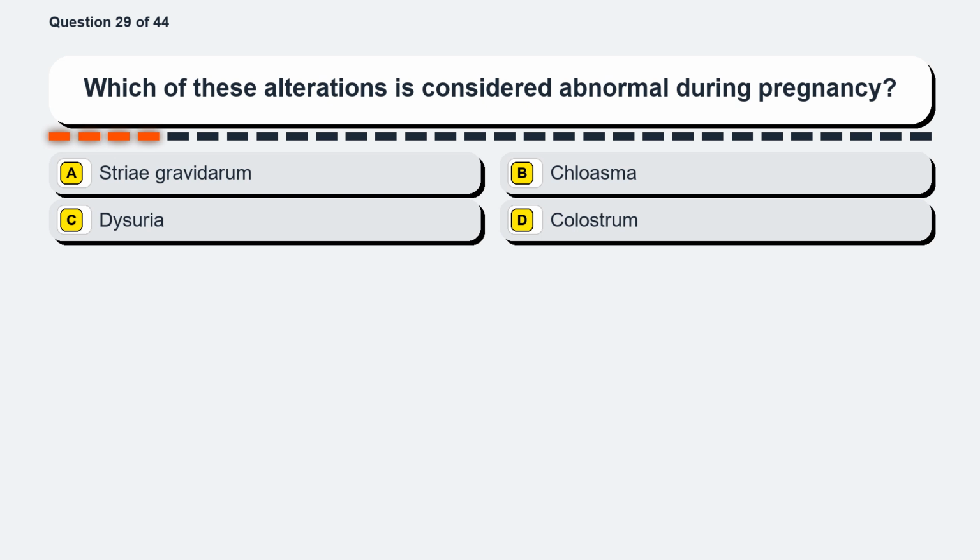Question 29. Which of these alterations is considered abnormal during pregnancy? Option A. Striae gravidarum. Option B. Chloasma. Option C. Dysuria. Option D. Colostrum.